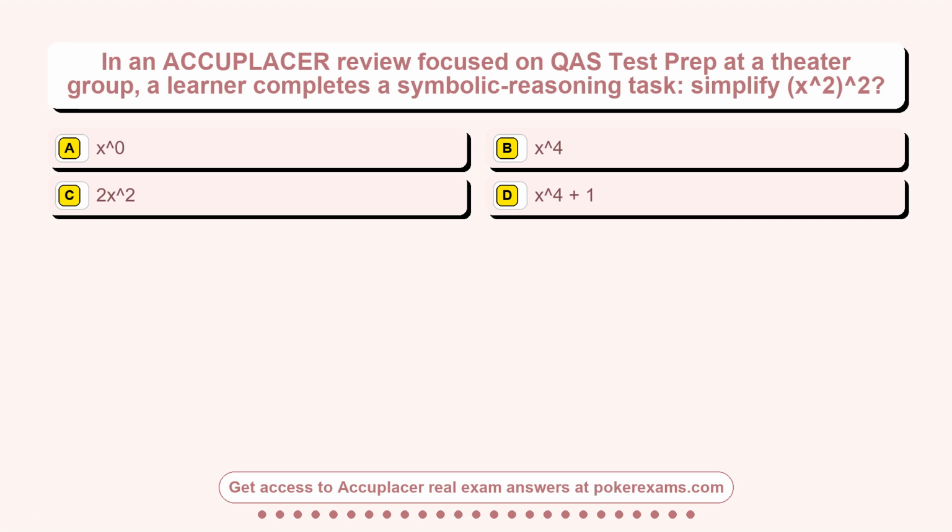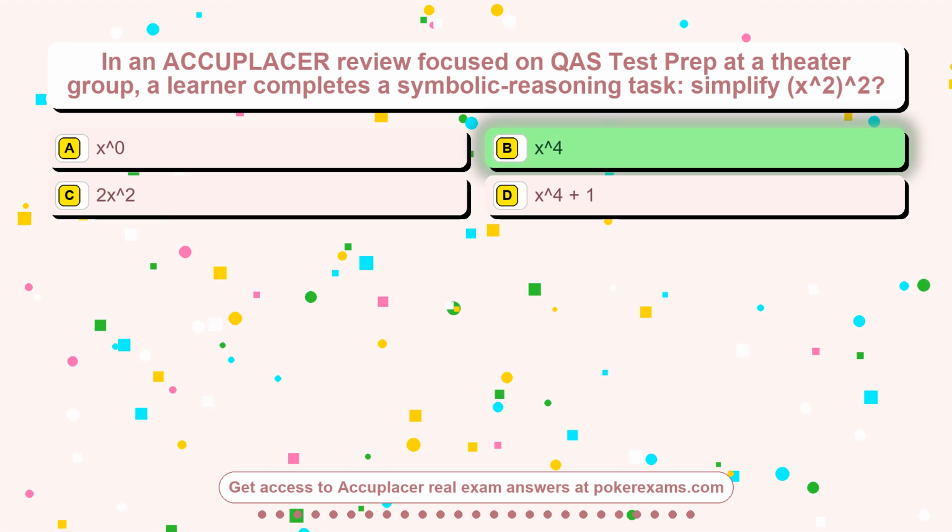Question 20. In an Accuplacer review focused on QAS test prep at a theater group, a learner completes a symbolic-reasoning task. Simplify (x^2)^2. Option A, x^0. Option B, x^4. Option C, 2x^2. Option D, x^4 plus 1. The correct answer is option B, x^4.